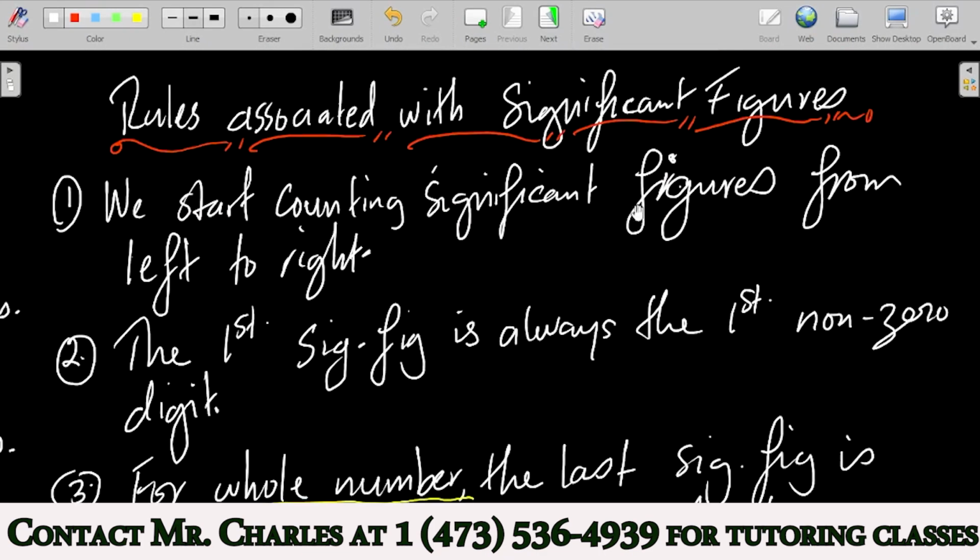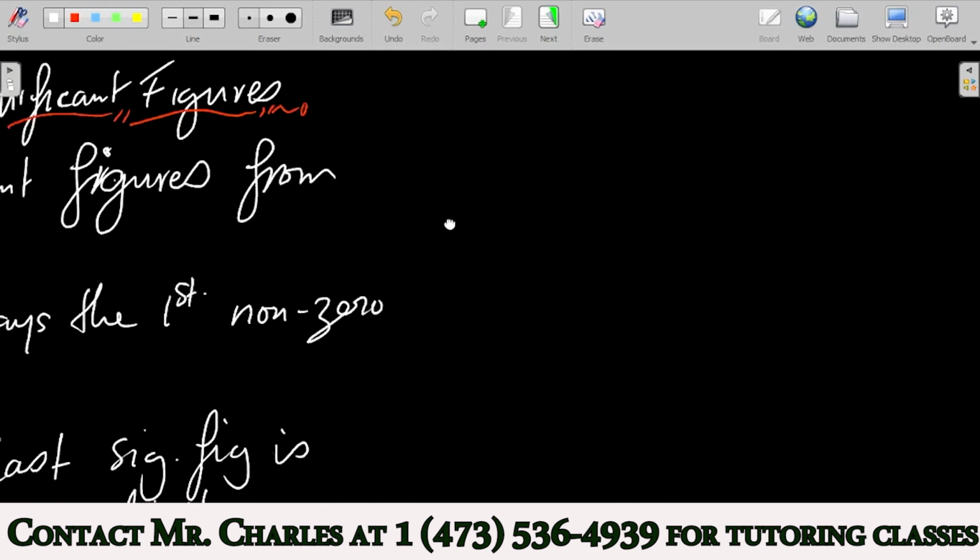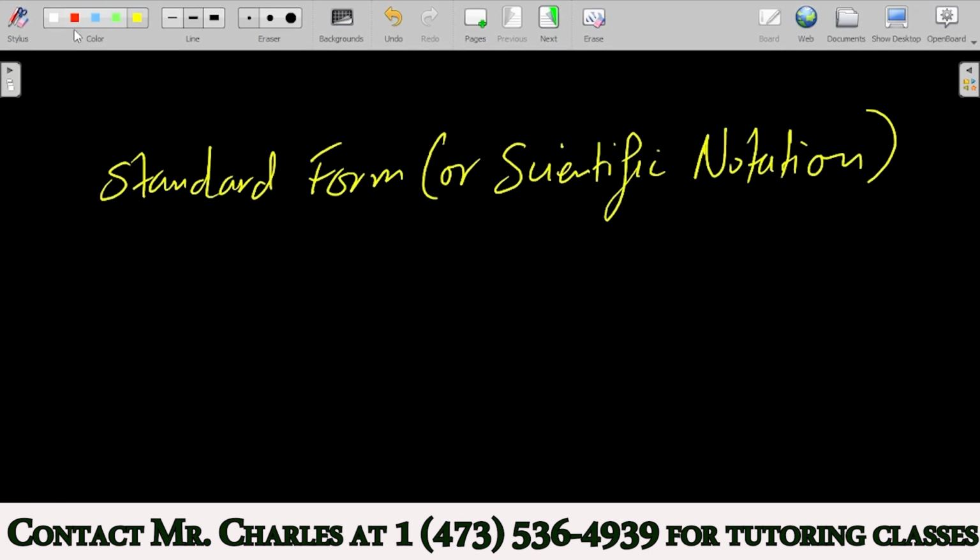We also have standard form, or scientific notation. Now you use standard form, or scientific notation, to represent extremely small or very large numbers. As a matter of fact, you can use them to represent numbers of any size, but it's more appropriately used to represent extremely small and extremely large numbers.